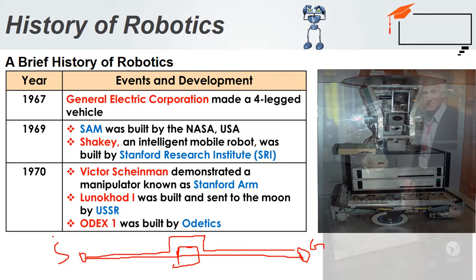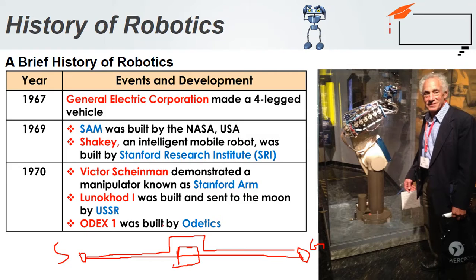Okay, and then next is Victor Scheinman, another robotic scientist in the USA.